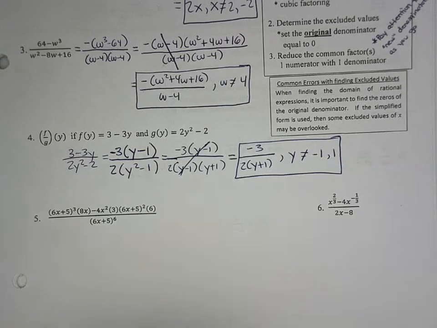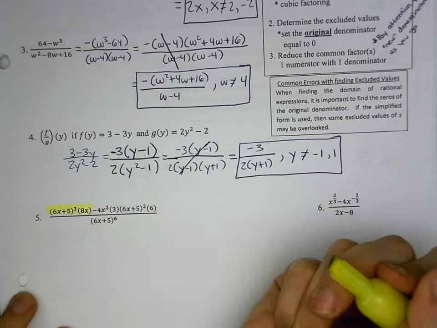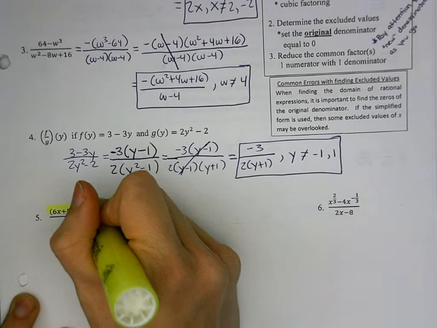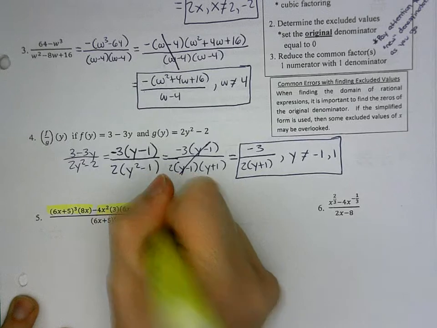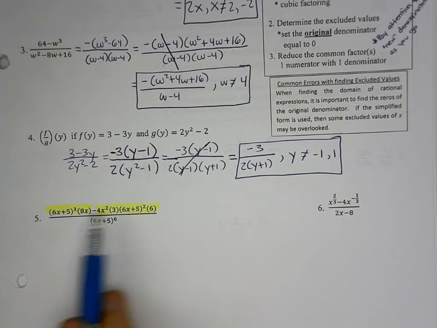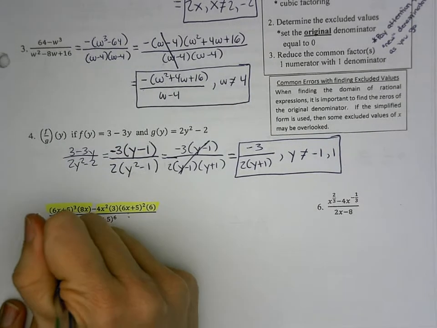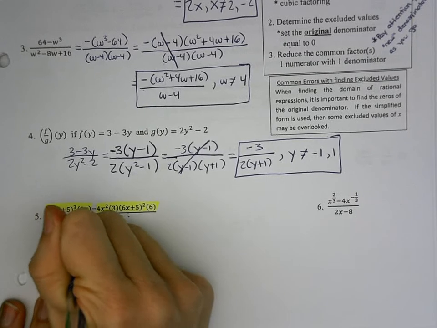We have our first term here at 6x plus 5 quantity cubed times 8x. And we have a second term here of 4x squared times 3 times 6x plus 5 quantity squared times 6. And those 2 terms have a couple of things in common. First of all, they both have a 6x plus 5 quantity squared. And so I could pull that out, 6x plus 5 quantity squared.